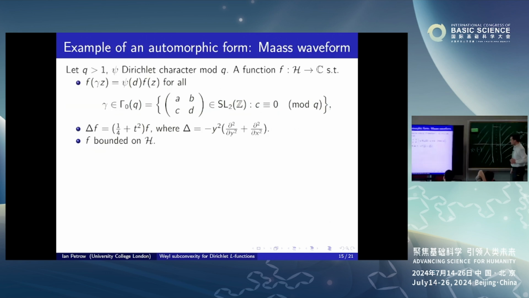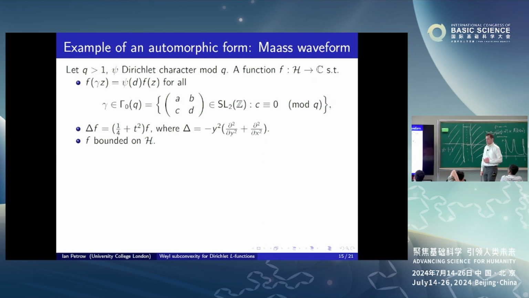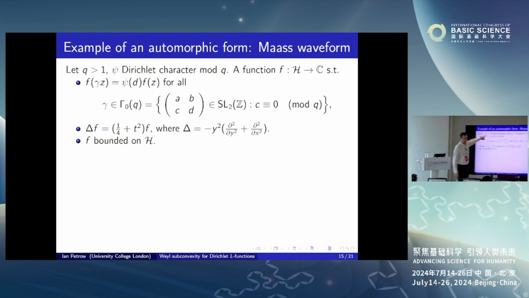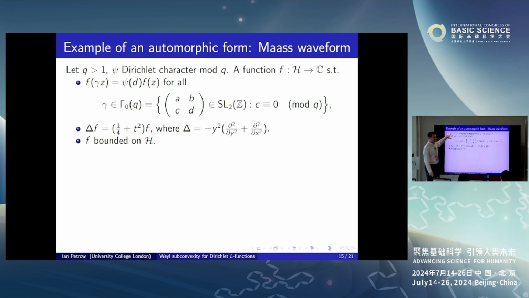Okay, so in more detail now. Maybe if you don't know what an automorphic form is, here's an example, and if you do know what an automorphic form or modular forms are, then these are just basic examples. So here's an example of an automorphic form. Here it should say q greater than or equal to 1, and on a first pass you could just assume q is equal to 1, and assume this Dirichlet character is just the trivial character.